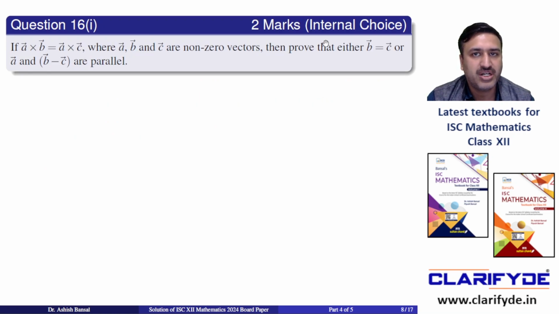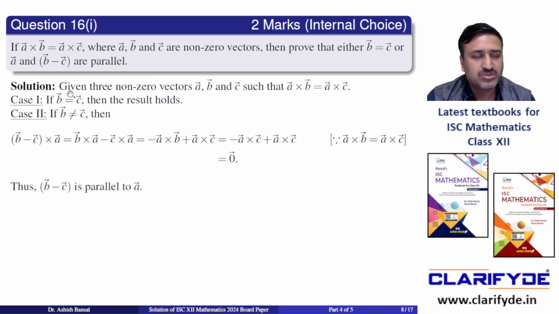Question number 16, first part. It's a 2-mark question with an internal choice. It says if A cross B equal to A cross C, where A, B, C are non-zero vectors, then prove that either vector B equal to vector C or vectors A and B minus C are parallel. So we are given that there are 3 non-zero vectors A, B, C such that A cross B equal to A cross C. Now if we consider B and C, there are two possible cases. Either vectors B and C are equal or they are unequal. If they are equal, then the result holds. This is one of the requirements that we wanted to establish. So the result holds in this case.